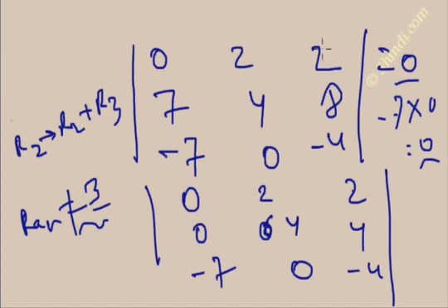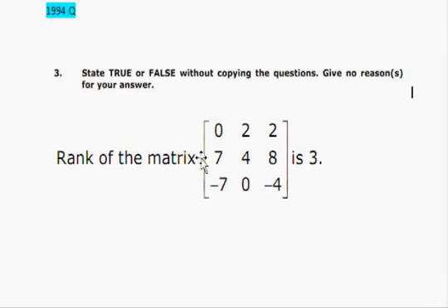Take a 2 by 2 determinant here, take any one, suppose this row 4. So 8 into 0 is 0, and 4 into minus 4 is not 0. So the rank is 2. So rank is not equal to 3. So the solution of this matrix is rank 2, it is not equal to 3. So this is a false statement.